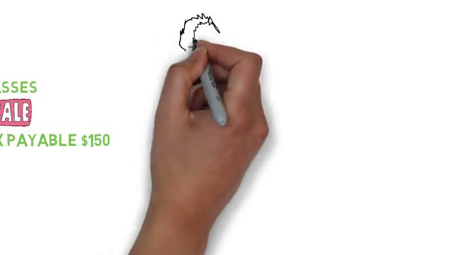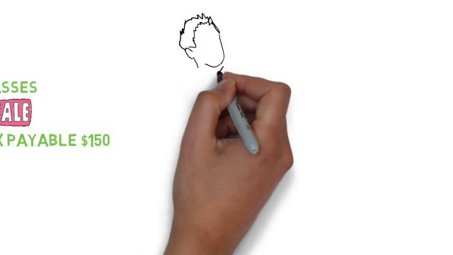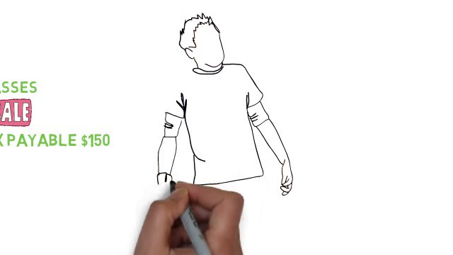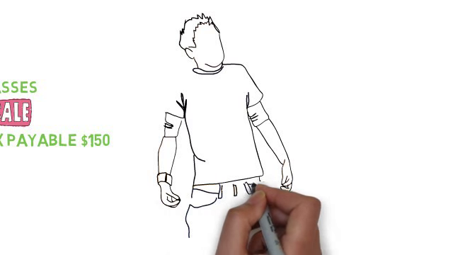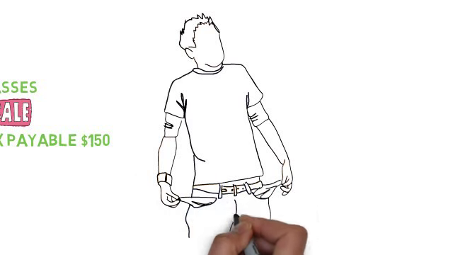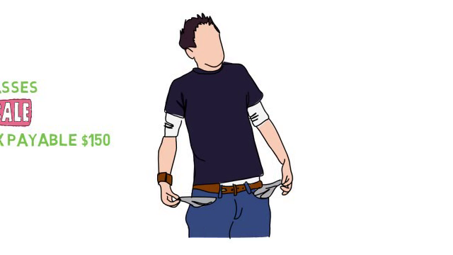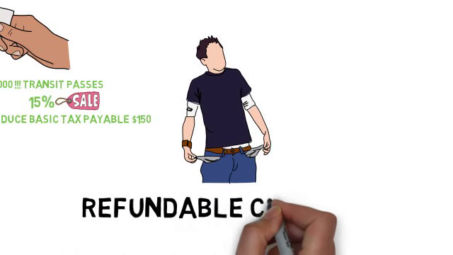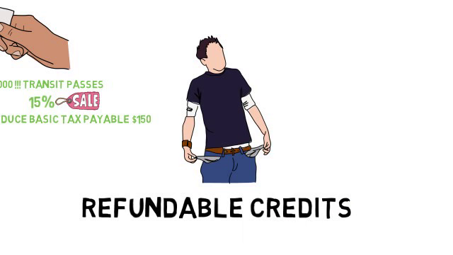The catch? If you don't owe much in taxes, these non-refundable credits can only take you so far. Zero, actually. Many people with low income don't owe any taxes once the basic personal amount is accounted for. If they spend $1,000 on transit, they can't claim the tax credit or get any money back. It's like they're excluded from the sale. If this were a refundable credit, they'd get the refund and enjoy the full 15% off.